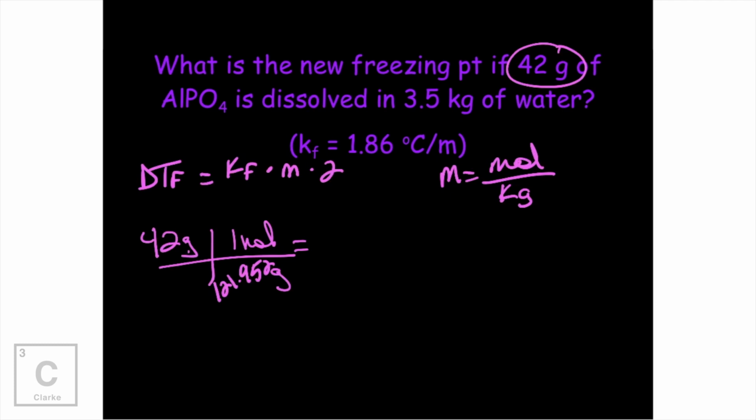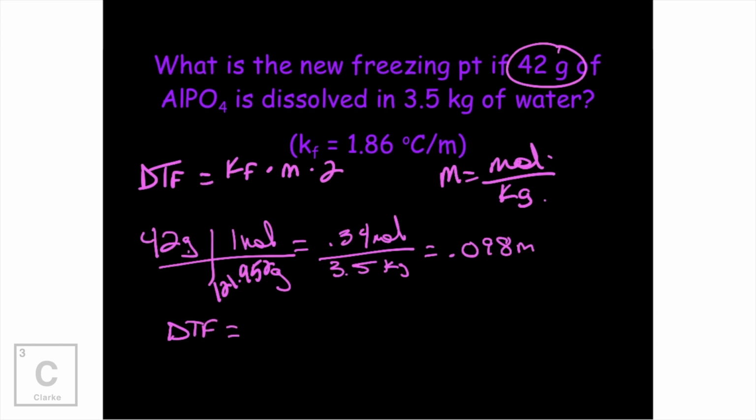So let's put that in the calculator. 42 divided by 121.952. And so I am getting, let's check sig figs, 2 and 2, 0.34. That's moles. Again, I'm just going to keep building my problem here because we've got moles over kilograms. Our kilograms is 3.5. And so our molality is, when I put that in the calculator, I am getting 0.098. Okay, that's our molality. Now we're ready to put that in our problem. We've got the change in the freezing point equals the freezing point constant, 1.86, multiplied by our molality, 0.098.